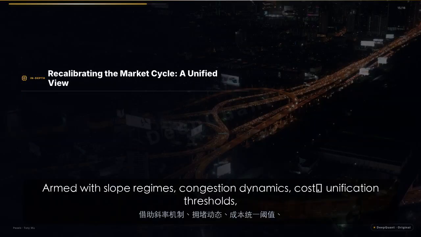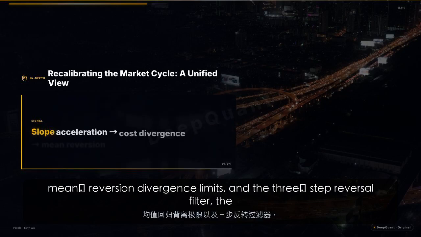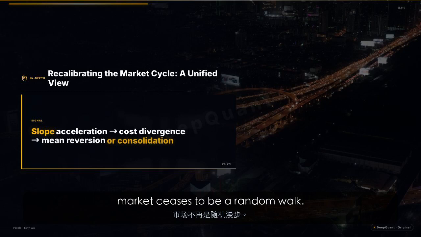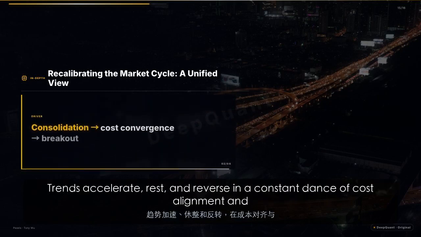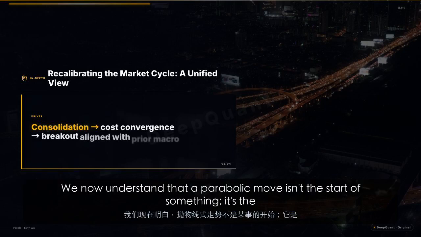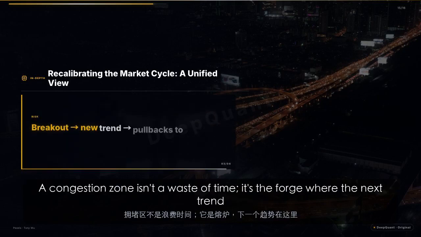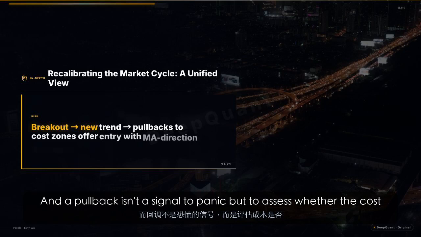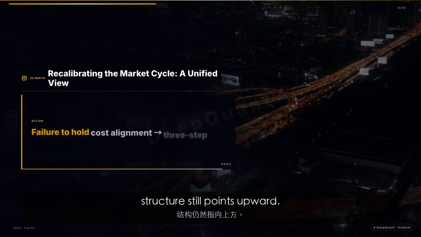Armed with slope regimes, congestion dynamics, cost unification thresholds, mean reversion divergence limits, and the three-step reversal filter, the market ceases to be a random walk. Trends accelerate, rest, and reverse in a constant dance of cost alignment and divergence. We now understand that a parabolic move isn't the start of something, it's the end of its own phase. A congestion zone isn't a waste of time, it's the forge where the next trend is hardened. And a pullback isn't a signal to panic but to assess whether the cost structure still points upward.